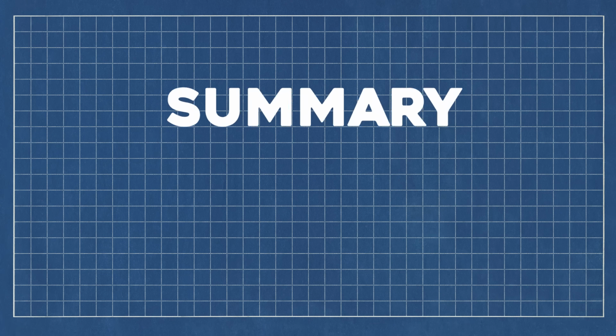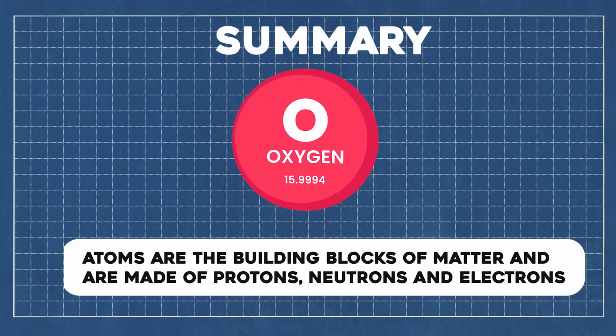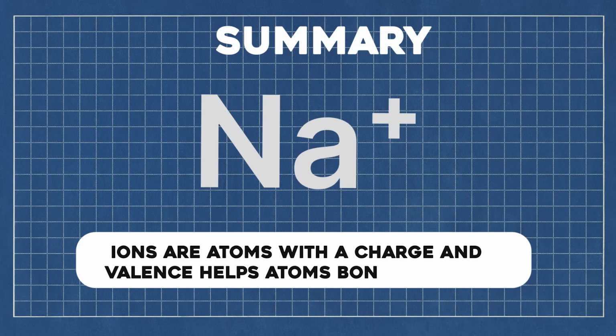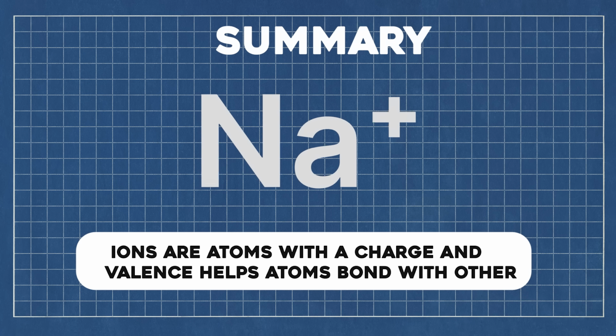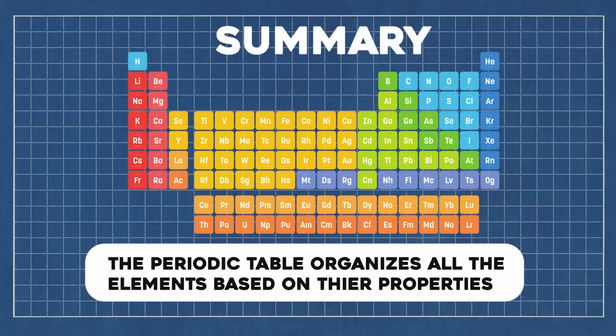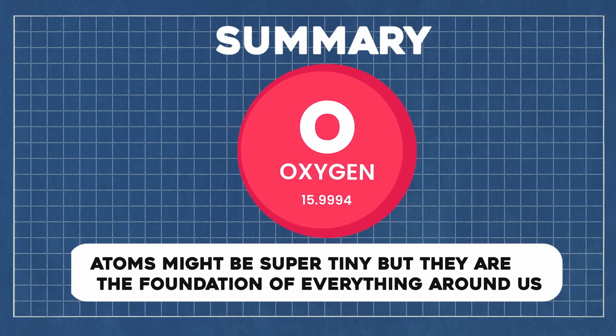So, to wrap it up, atoms are the building blocks of matter and are made of protons, neutrons, and electrons. Molecules are groups of atoms bonded together. Ions are atoms with a charge, and valency helps atoms bond with others. The periodic table organizes all the elements based on their properties. Atoms might be super tiny, but they are the foundation of everything around us.